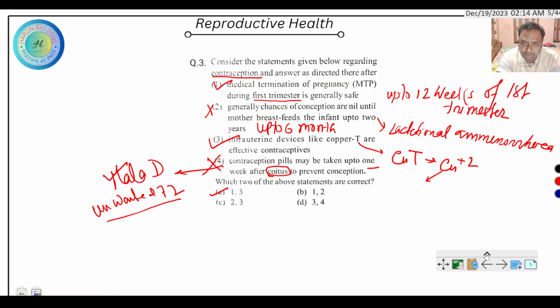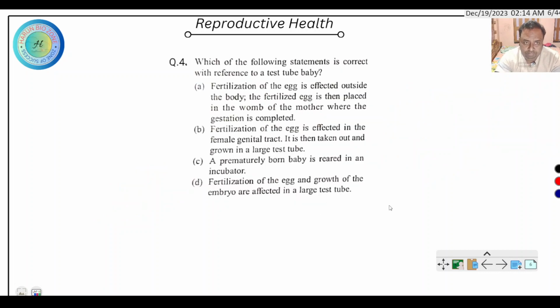Next question: which of the following statements is correct with reference to a test tube baby? What is a test tube baby? The sperm and eggs are collected in the laboratory and fertilized inside the test tube. Then after fertilization, at the 8 cell or 32 cell stage, the embryo is transferred into the uterus. It is called a test tube baby.